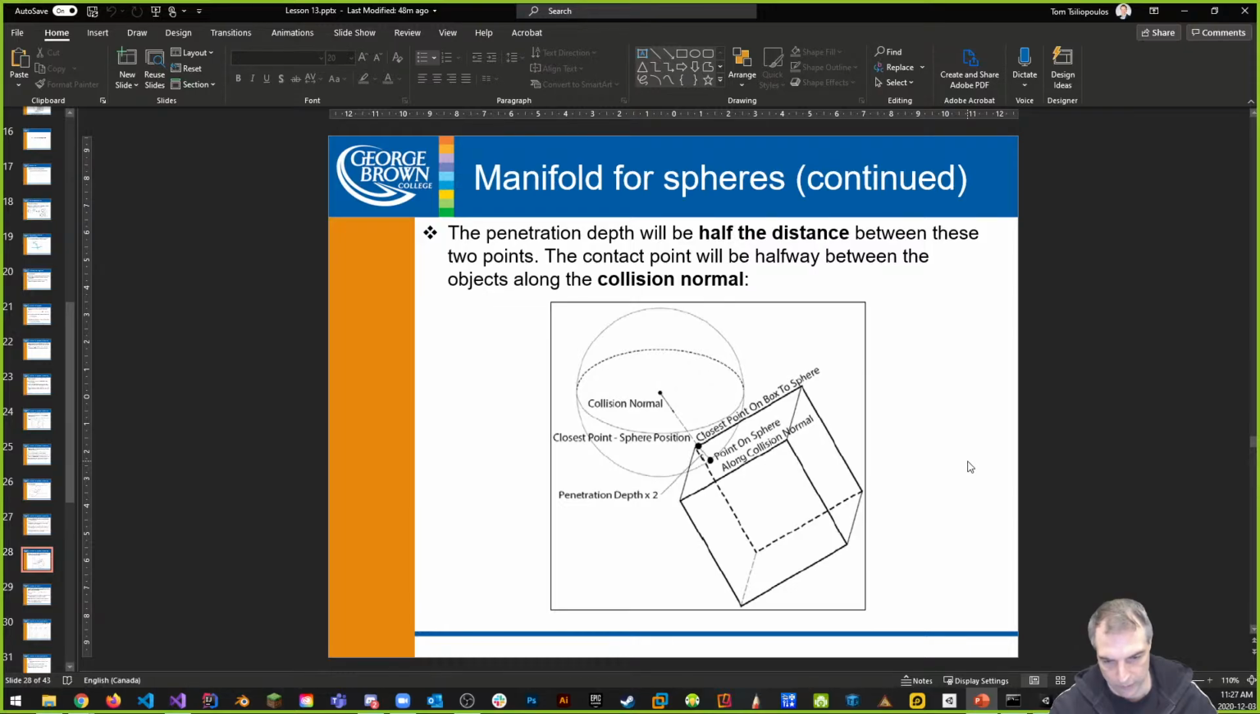Here's an example of what that would look like. So we have some kind of rotated box. Okay, this is not an AABB, but an OBB. And we want to find the closest point to the center of the sphere. That's what we want to find.